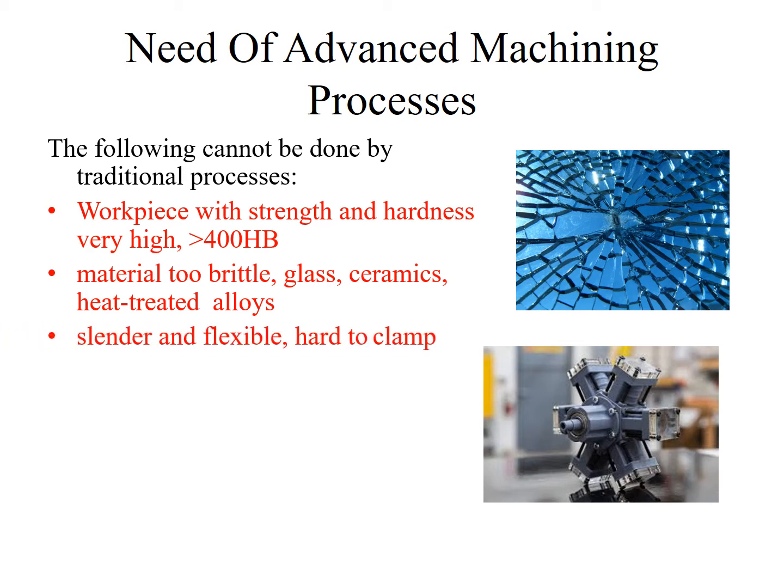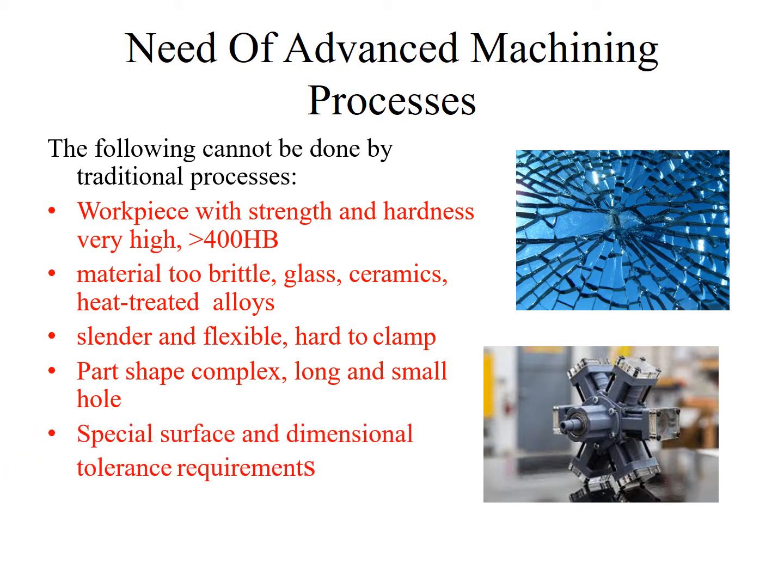Another aspect is that slender and flexible or hard to clamp jobs cannot be machined using conventional machining processes. Complex parts, and long or small holes, are also difficult to machine. The special surface and dimensional tolerance requirement, that is super finish, is also difficult to achieve by conventional machining processes. So let us now see the details of advanced machining processes.